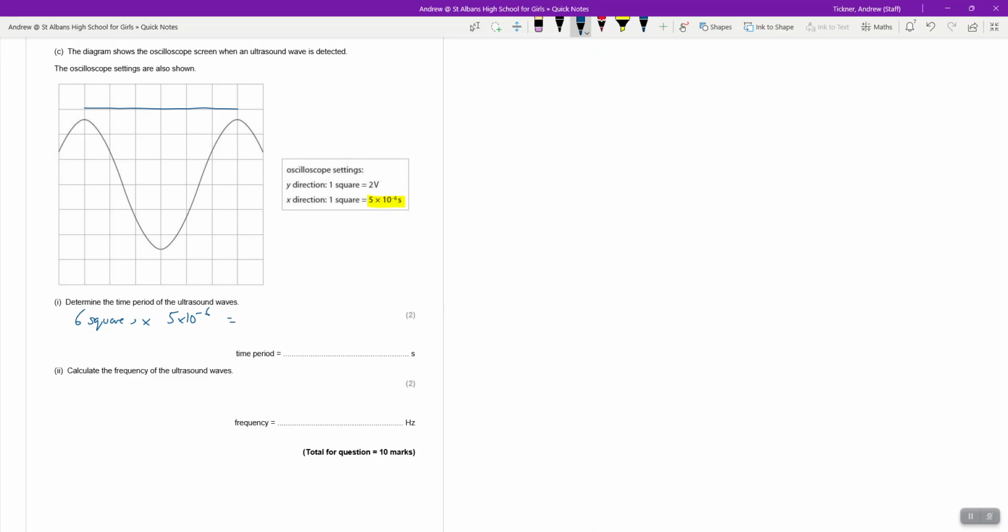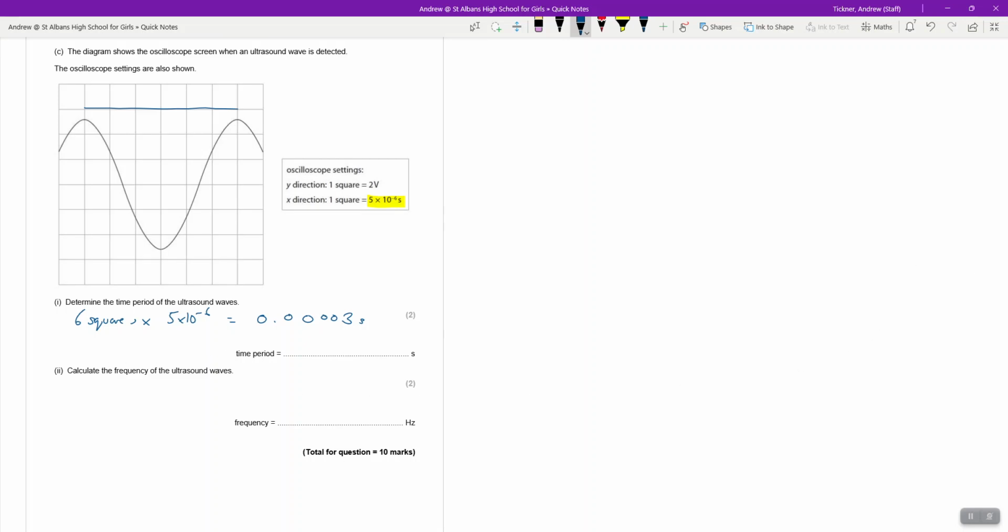I'm just checking what the calculator is going to come out to. My calculator doesn't come out in standard form, but it just comes out as 0.00003 seconds. Okay, so that's there. Or 3 times 10 to the minus 5. Either's fine.